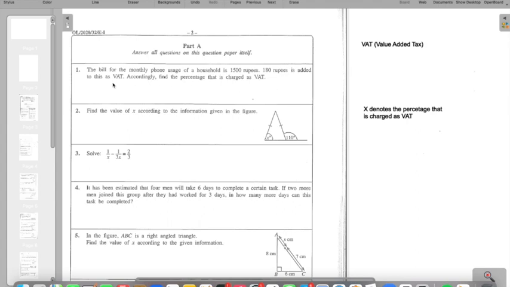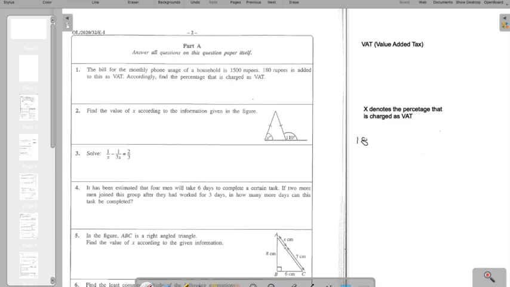180 rupees is added to this as VAT. Accordingly, find the percentage that is charged as VAT, right? So in order to answer this question, you have to use a parameter called x. x denotes the percentage that is charged as VAT, right? Since we have denoted it, now I'm going to explain how to get the answer. So first of all, you have to have 180. There is a way that you obtain the value of a discount on the price of an item when the discount percentage is given. You should follow that same method.